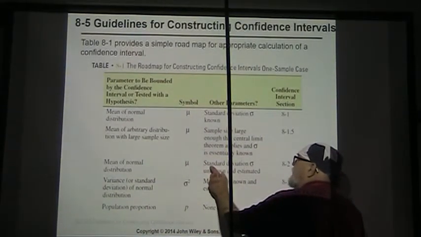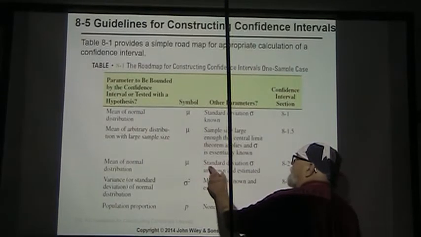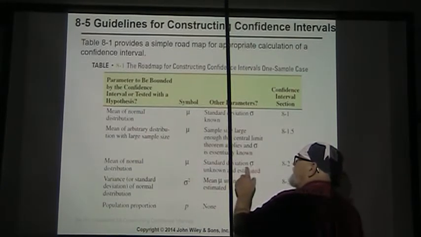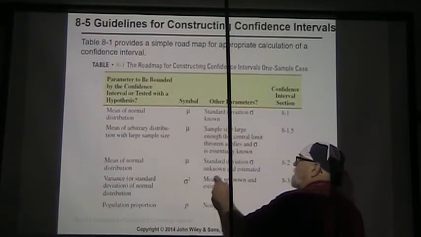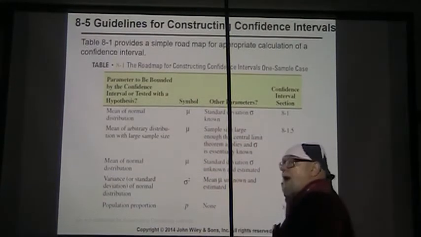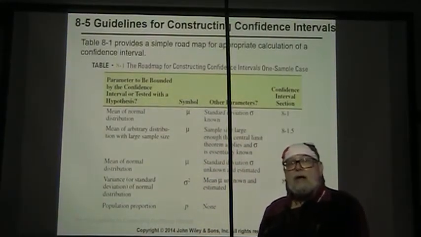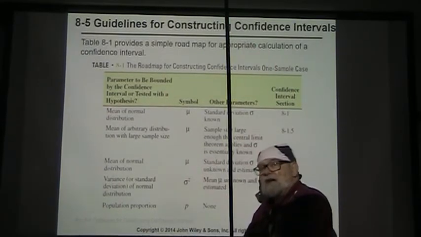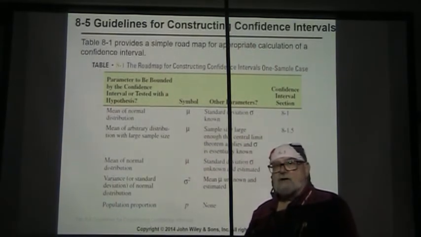We might be looking for the mean of our normal distribution, mu, and we don't have a standard deviation, sigma. It's unknown, and we're estimating it. In that case, we're going to go to the t distribution and use that.